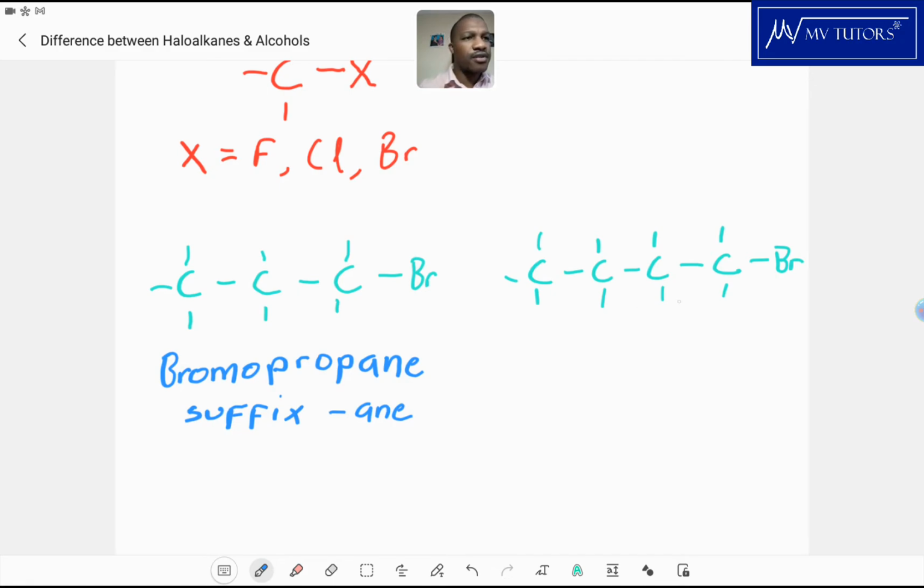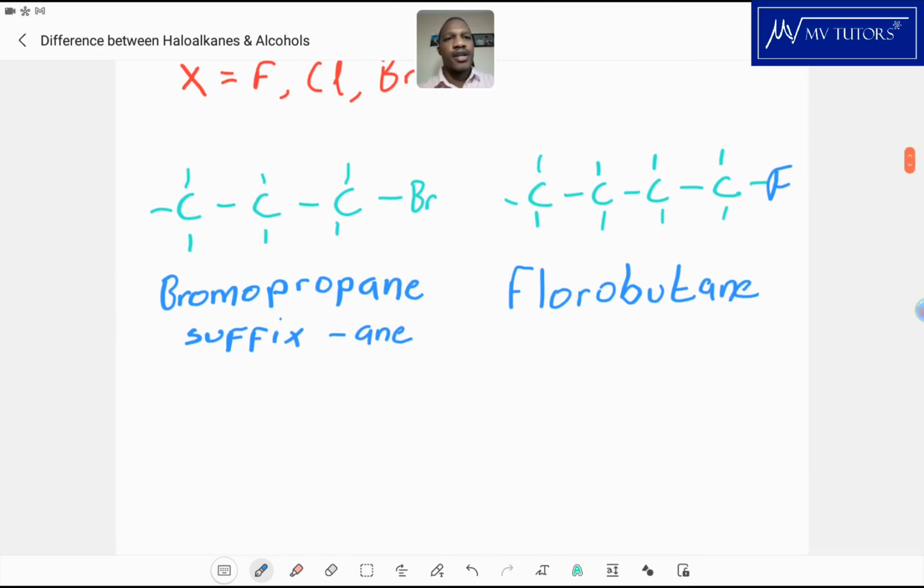This one, same thing. You start with the bromo, or actually for this one, let's just change it from bromo because we've used bromo already. Let's try to use fluoro. So this will be fluoro, and then 1, 2, 3, 4, that's a but, and then we add the suffix ane.